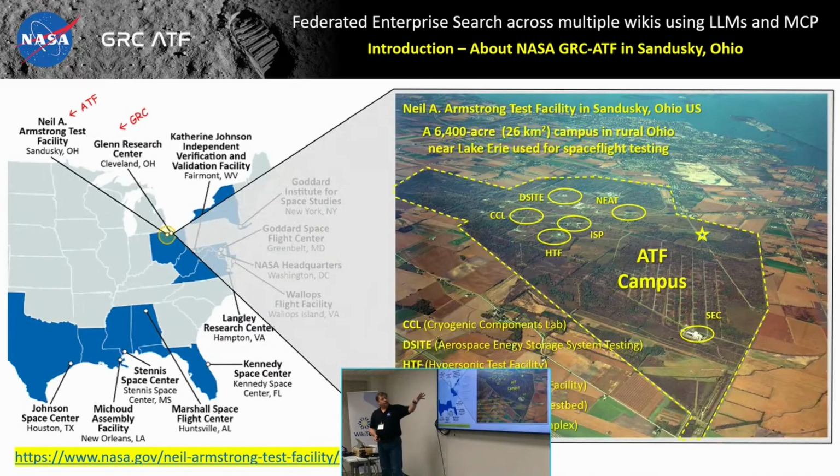This is an aerial view of our campus in Sandusky. You can see Lake Erie in the background. The dotted line campus is roughly 10 square miles. The circles represent sites where we have large space and aerospace test facilities where we do ground-based testing of the extreme and harsh environments of space and aerospace.